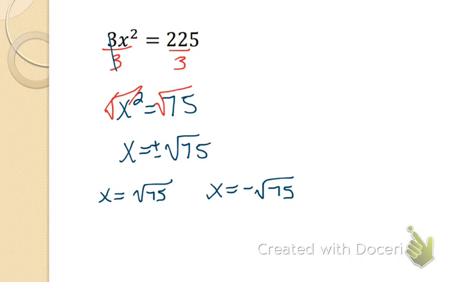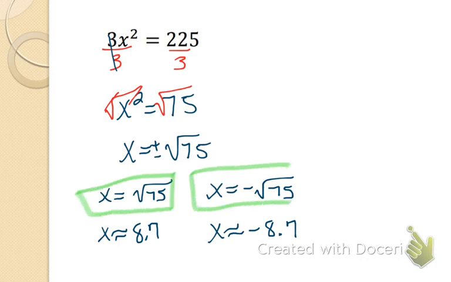Unless instructed to round to the nearest tenth or hundredth, type it into your calculator and actually round the answer. If we round to the nearest tenth, we would get approximately positive 8.7 and approximately negative 8.7. Again, if you're told to round. If you're not told to round, then our final answer would be positive or negative square root of 75.